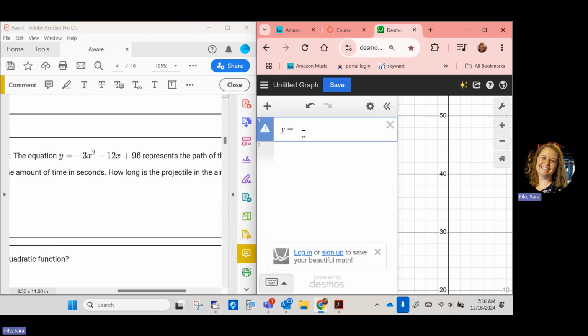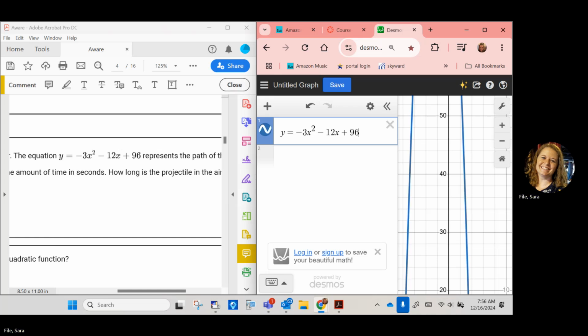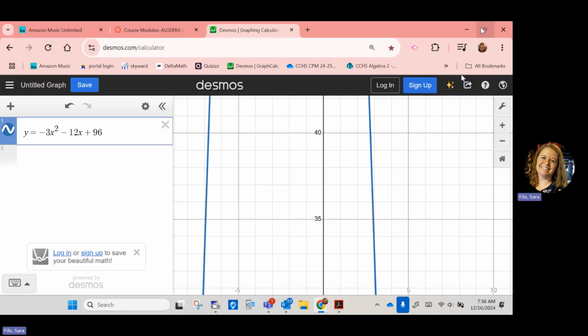So this one is y equals negative 3x squared minus 12x plus 96. Make sure I don't have any typos. All right, now how long is it in the air?